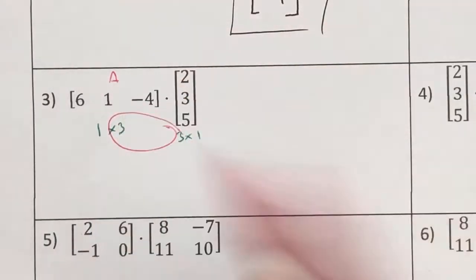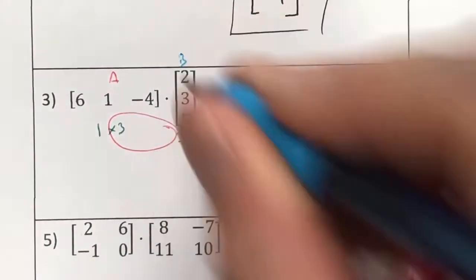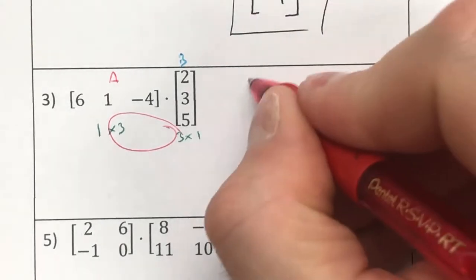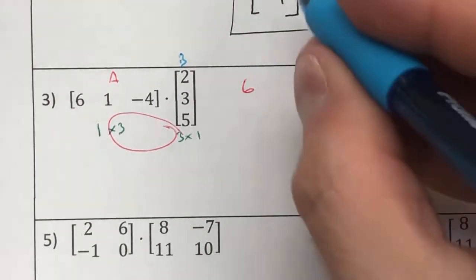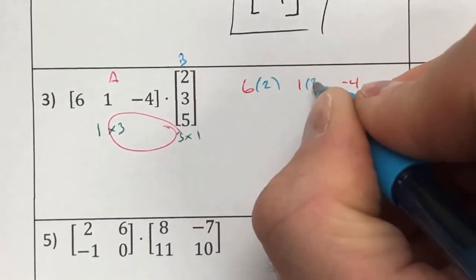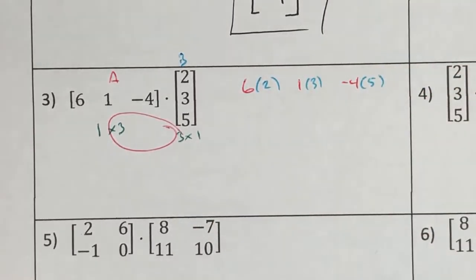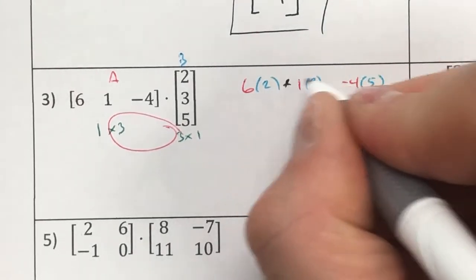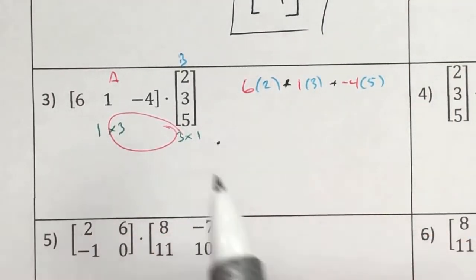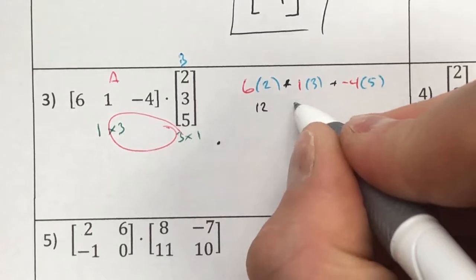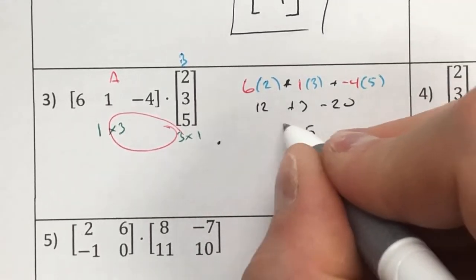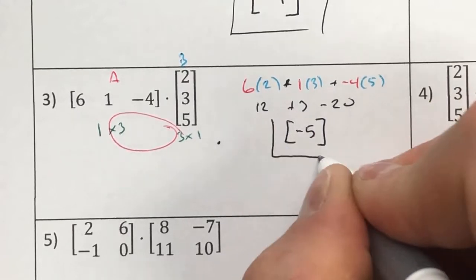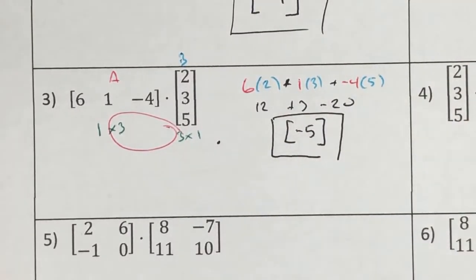So if I call this A and I call this B, I'm going to have a 6, a 1, and a negative 4. And I'm going to multiply those times a 2, times a 3, and times a 5. Once I've done that, I'm going to add them all together to get my singular entry in this matrix. So 12 plus 3 minus 20, 15 minus 20, that is a negative 5. That is my entire matrix.